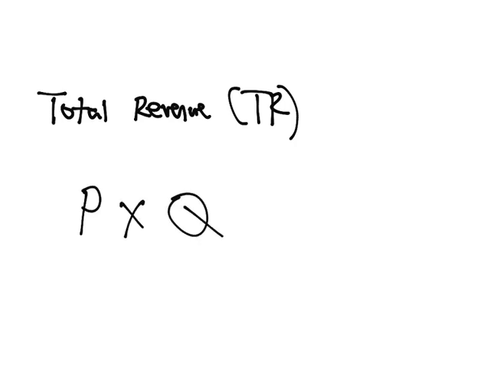Okay, total revenue, we're going to abbreviate that as TR, and it is not the same thing as profit. So total revenue is basically a formula. It's price times output. So however much output I'm producing times the price per unit that I'm selling gives me total revenue. So if my price per unit is $7, I sell 5 units, total revenue is $35. Pretty straightforward.